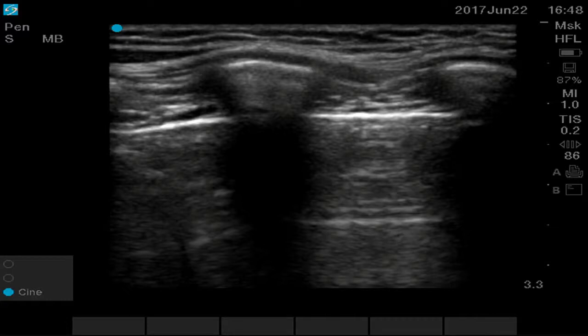Now, what we left is lumbar plexus and then the quadratus lumborum.